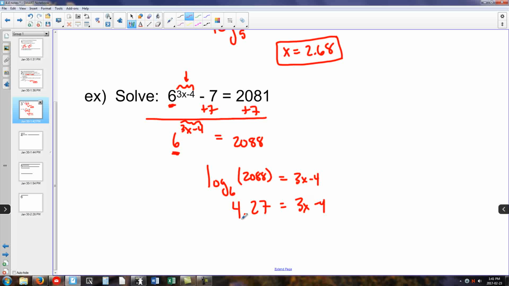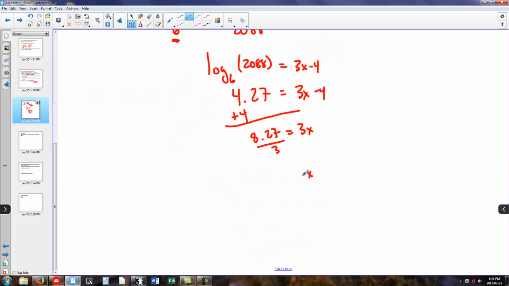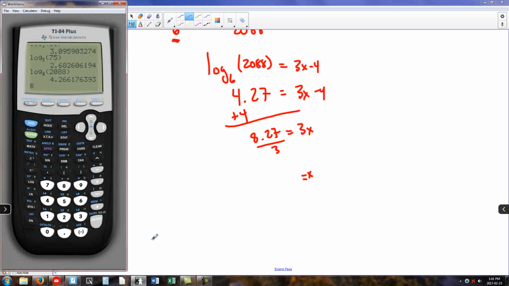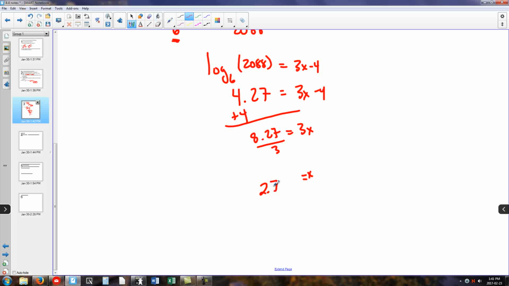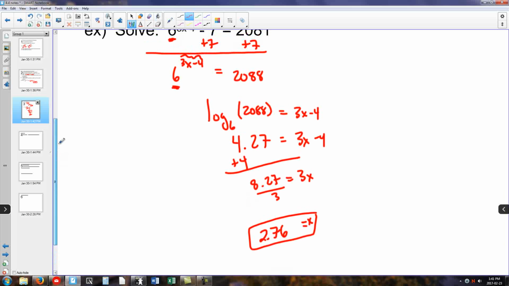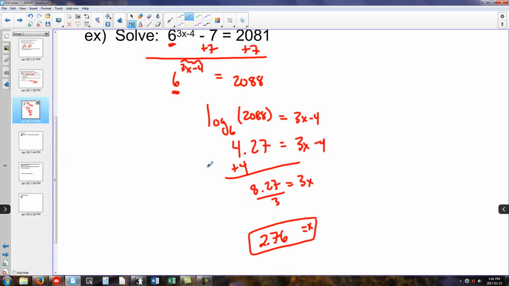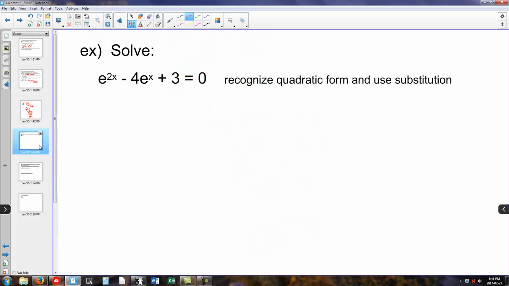Well, how would I finish solving? I'm going to add 4. That's 8.27 equals 3x, and I divide by 3. So x will equal, let's go ahead and go through those steps. I said I would add 4 and then divide by 3 to get 2.76. And there's my final answer. So sometimes the exponent's more complicated, which means there's some work after I do the logarithm. And sometimes there's these things like minus 7 or plus 7 that I have to maneuver as well.